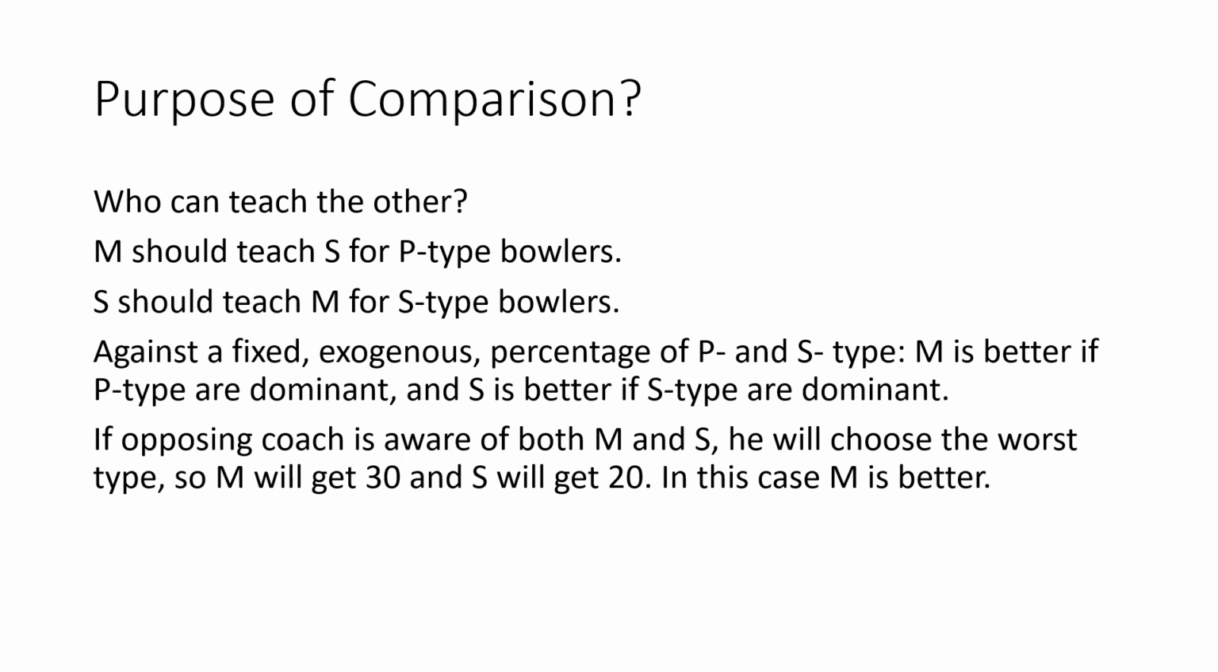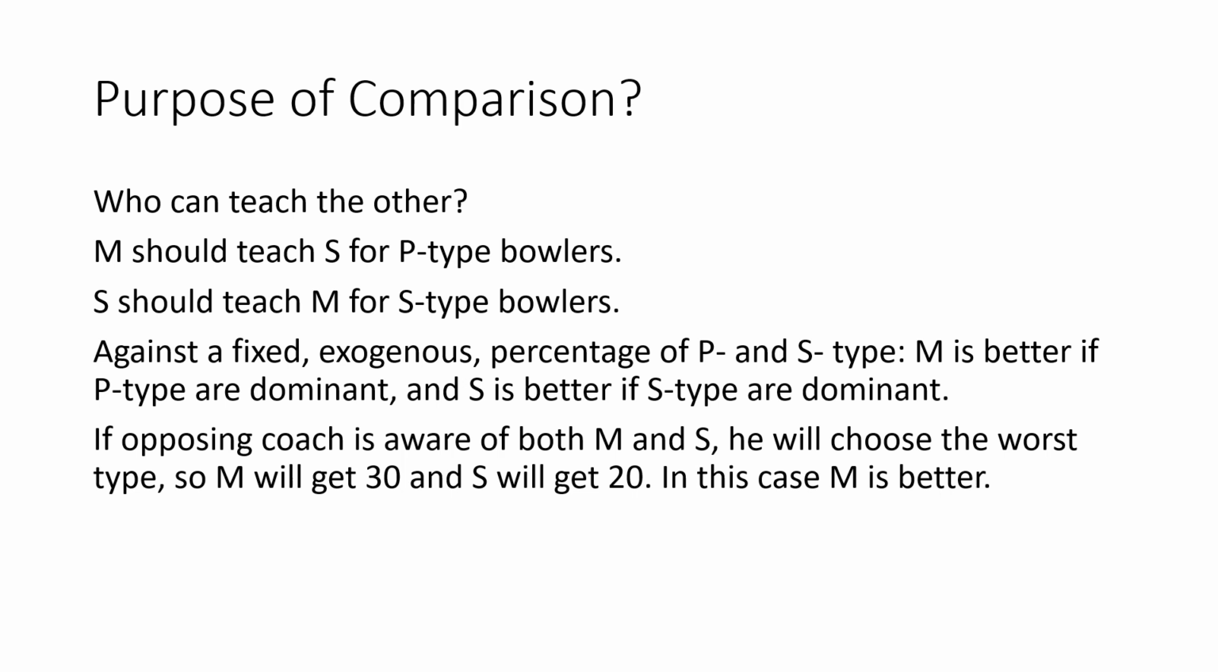So each of them has different types of skills, and both of them have something to learn from each other. So we can't say who is better. Against a fixed field of pace and spin bowlers, Miandad will be better if pace bowlers are dominant, and Sangakkara will be better if spin types are dominant.